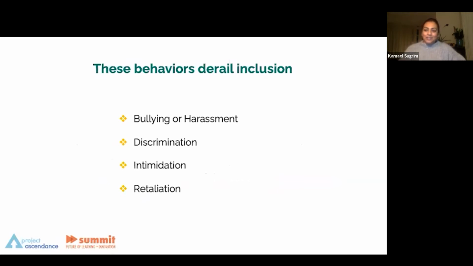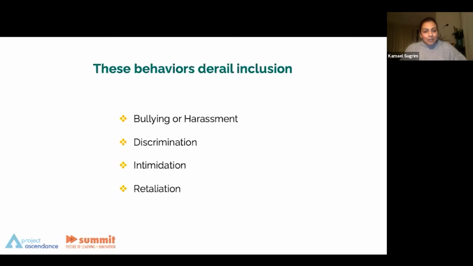Now, these aren't words that anybody really likes to hear. It's not comfortable. You just want to get rid of these things in society, and they don't make us feel really good about ourselves. But they are behaviors that exist, and these are the behaviors that actually derail inclusion. And they're the things that stop any type of progression that you're trying to make towards creating a more inclusive society or organization. The interesting thing about these behaviors is they're actually measurable.